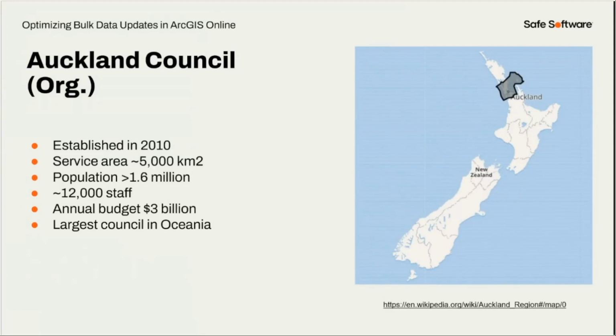And just to put that in perspective, that's about 30% of New Zealand's total population. They employ around 12,000 staff and have an annual budget of $3 billion. And all these statistics combined make Auckland Council the largest council in Oceania, which includes New Zealand, Australia, Papua New Guinea, and the Pacific Islands.